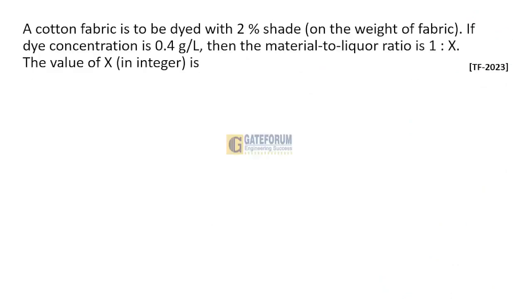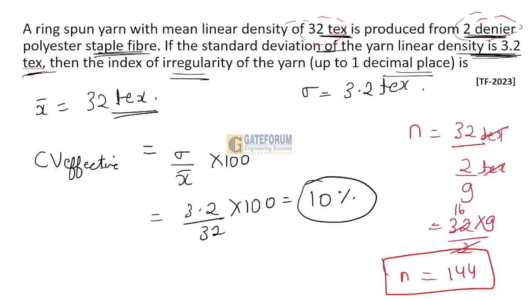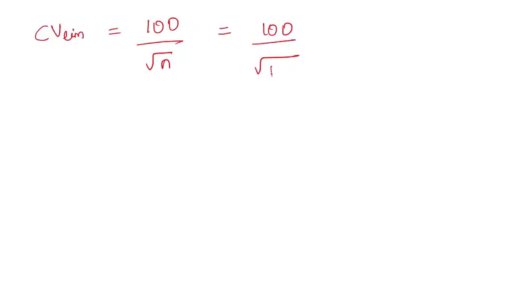Now how will we calculate the CV limit? The formula, in general, is 100 upon under root of n. The number of fibers we have calculated is 144. So 100 by 12 would come out to be 8.33 CV limit.